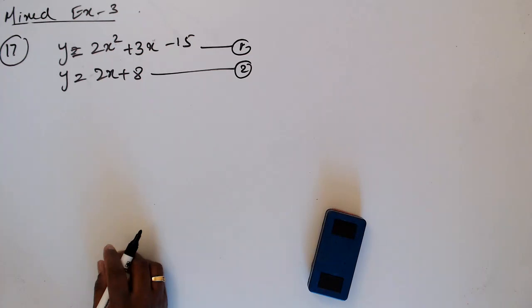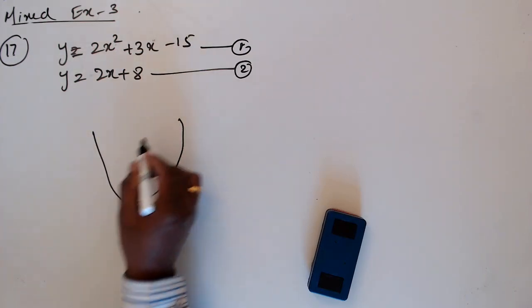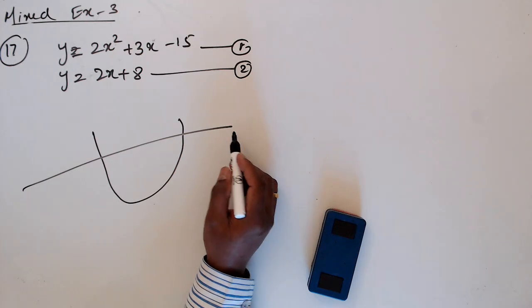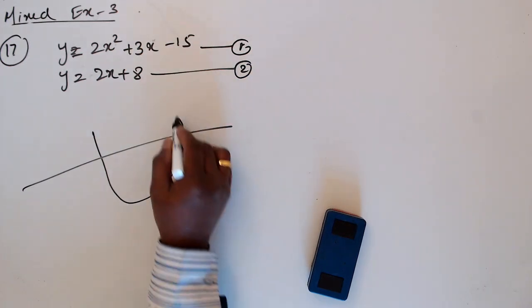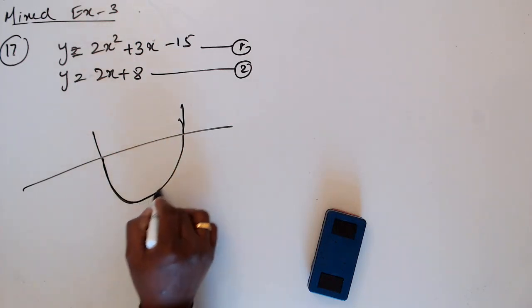Number 17, this is number 1. It's a quadratic curve, and this is a linear line 2x plus 8. So what is the area where the curve is below the line?